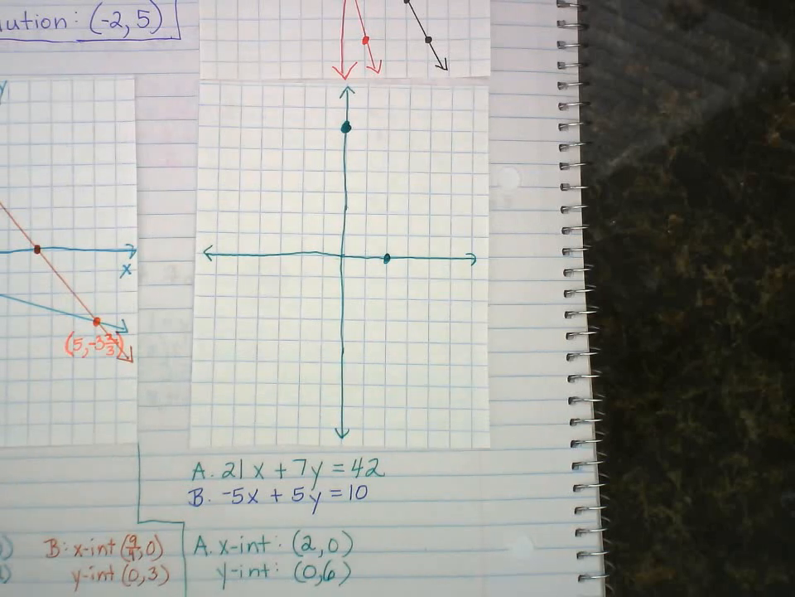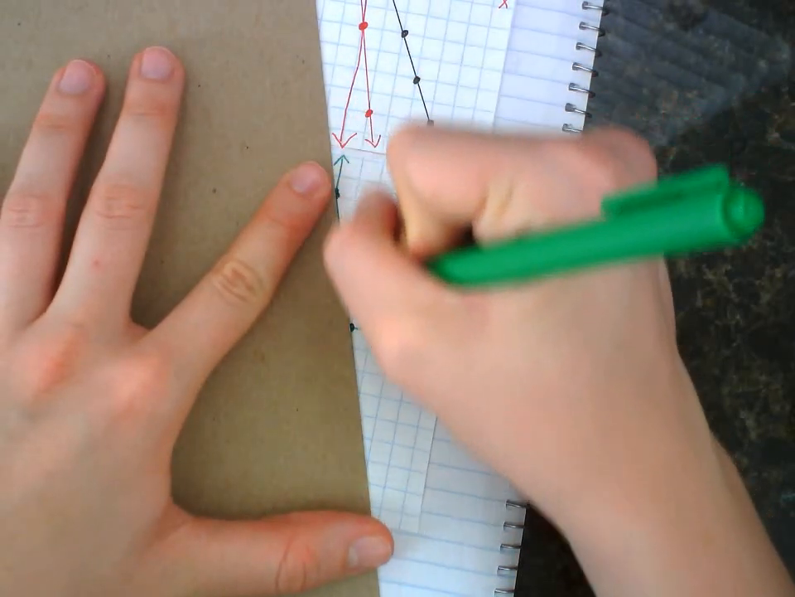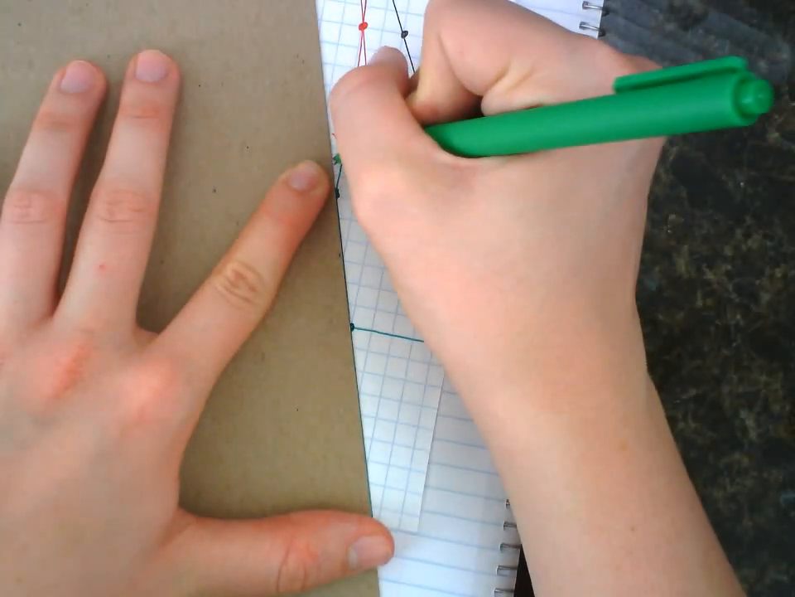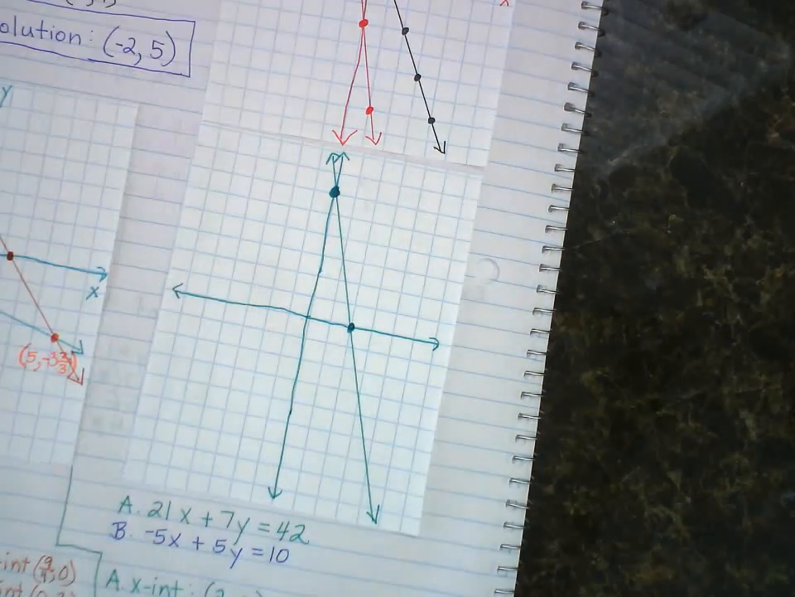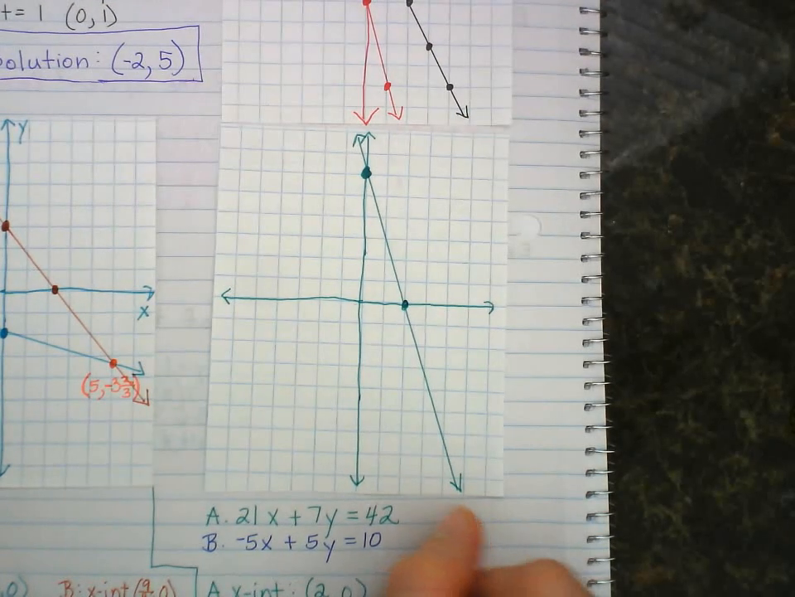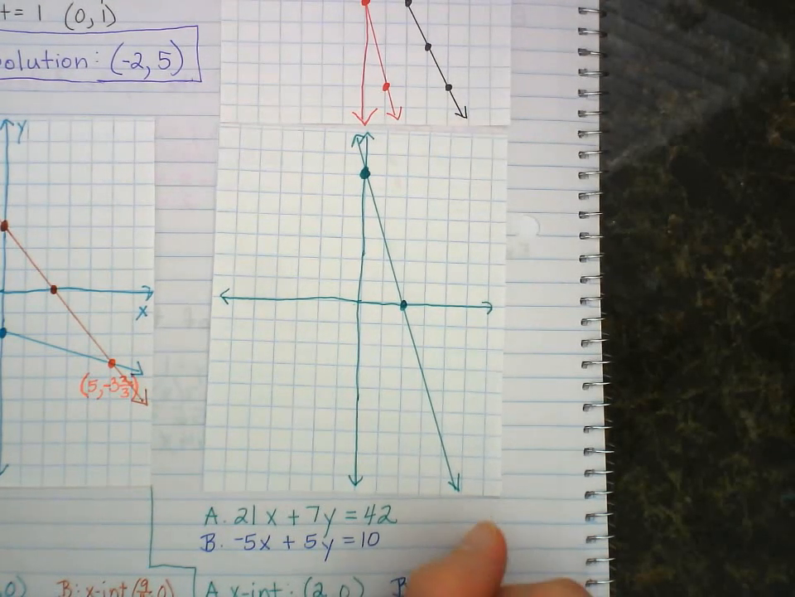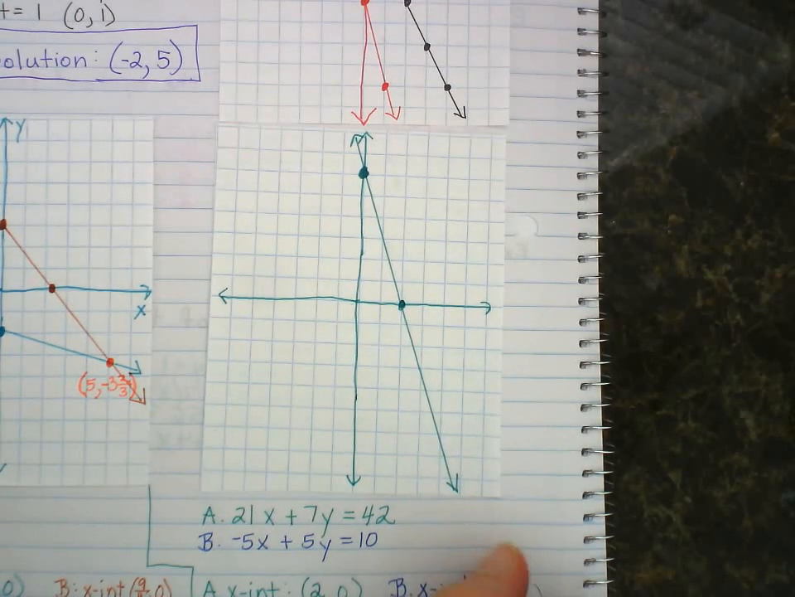Alright, now we do it for connect the dots. So, personally, this is my least favorite way to solve systems of equations. That's why we're knocking it out of the way first. Also, I don't really like graphing in standard form, but tough. Alright, B. X-intercept, Y-intercept.